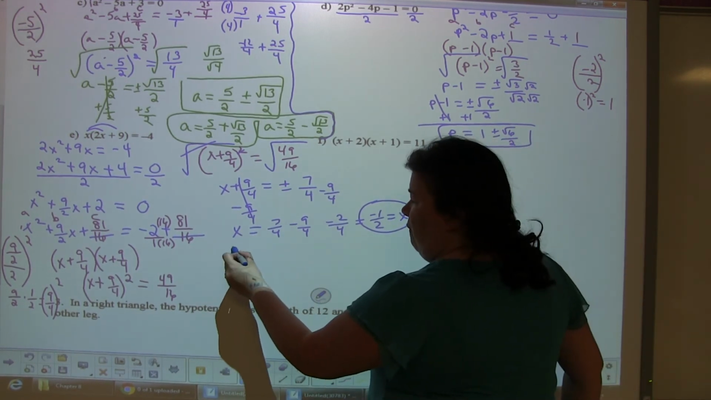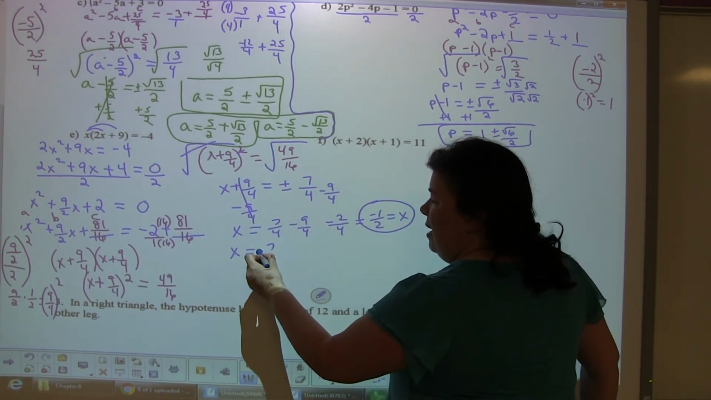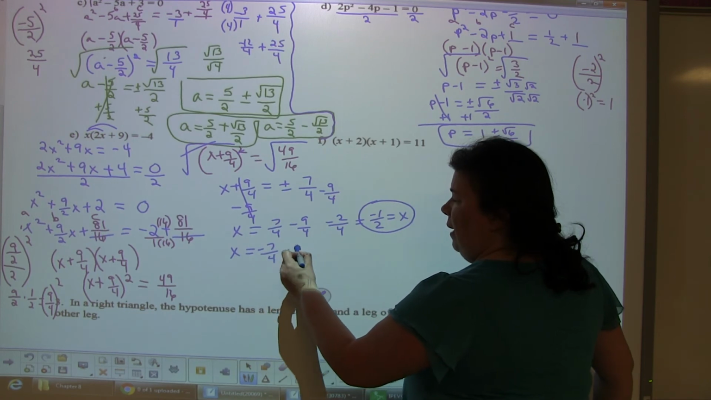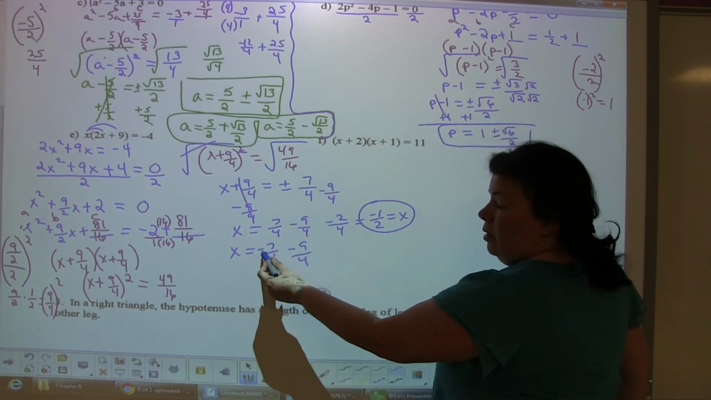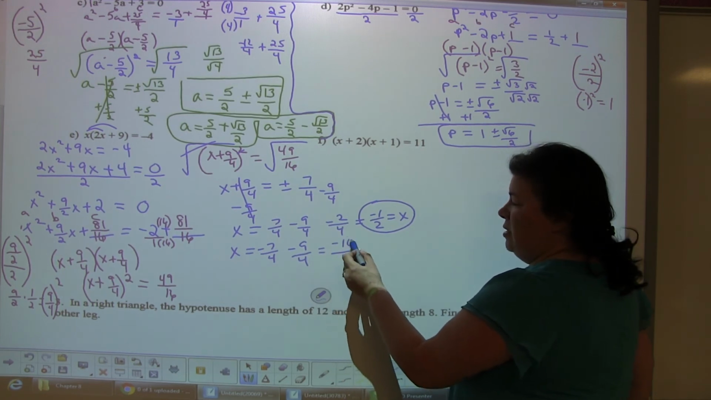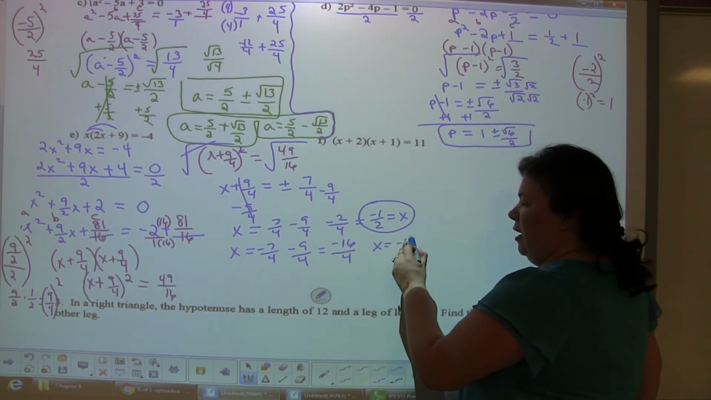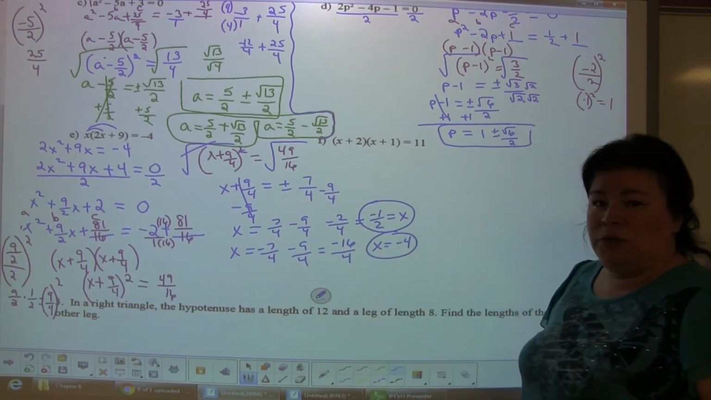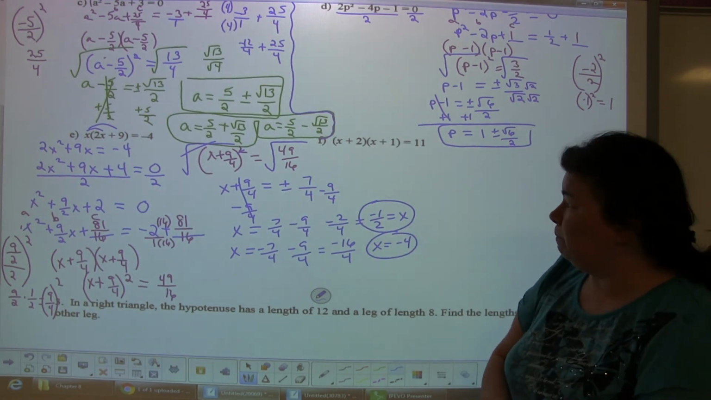And then I also have x equals -7/4 minus 9/4, which, combining the signs, you have -16/4, which is -4. So x equals -4. So there are my two solutions for problem E.